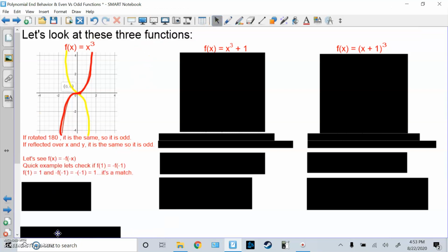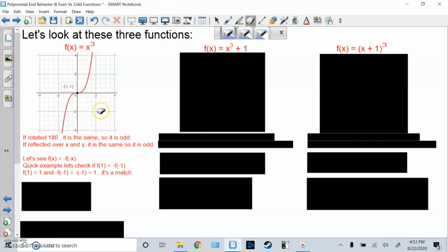Alright, let's do a quick check. F of x equals negative f of negative x. So let's check f of 1 for the original. Let me erase what I have right here. Alright, f of 1 in the original, 1 is right here. It goes to 1. F of 1 is 1. Now I'm going to check negative f of negative 1. So f of negative 1 gives me negative 1. And then I have to multiply that by negative 1. So negative negative 1 is positive 1. So 1 equals 1. That's the match.